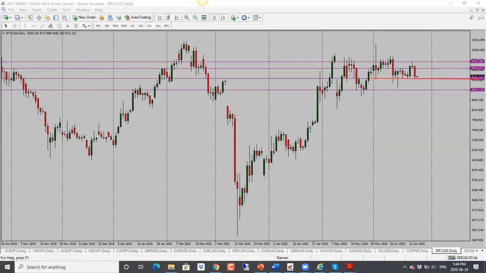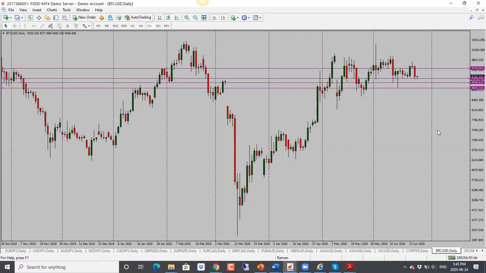Now next target, should it break here, we are looking at 90.50 and then 88.65. Again though, keep in mind the support here. It's failed so many times. So if it doesn't go, then we're looking for basically a move back up. Okay, so bias bearish with caution.